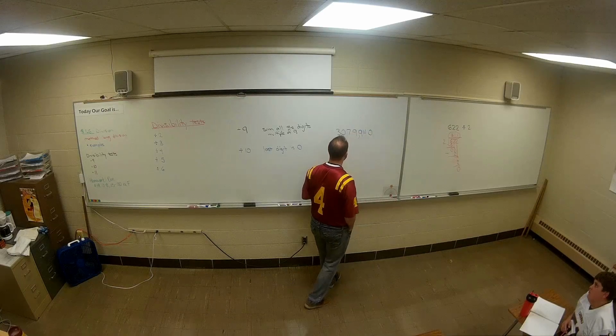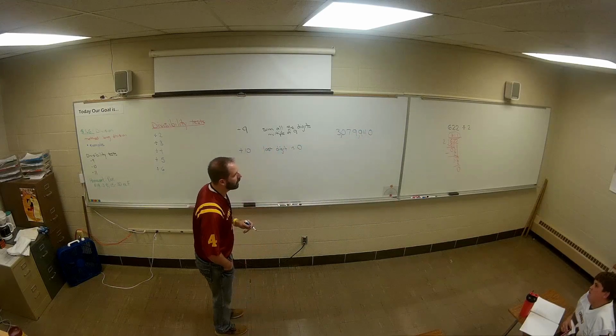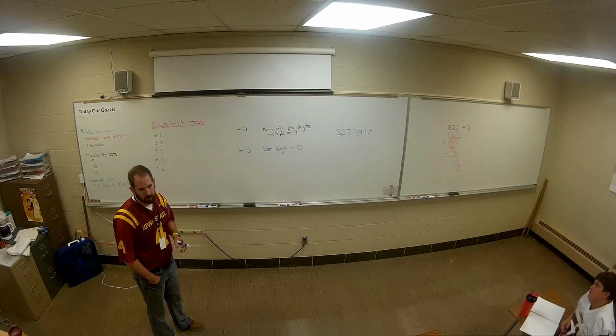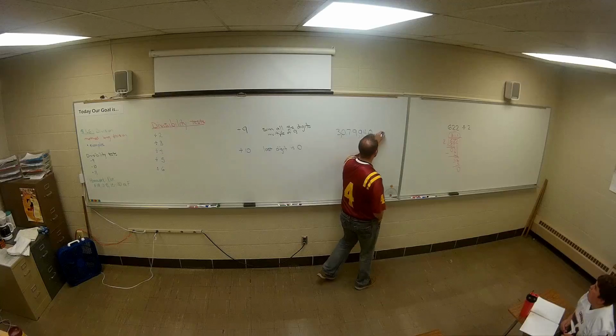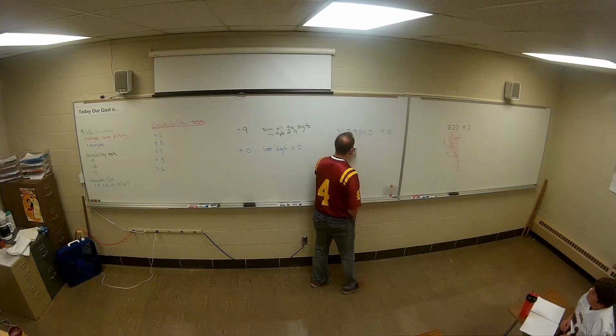All right. So that's 3,079,940. Do we agree that the 0 is on the end? Right? 10 goes into it. Here's how you divide by 10. This is the easiest way. If you know you have to divide this thing by 10, this is your answer.